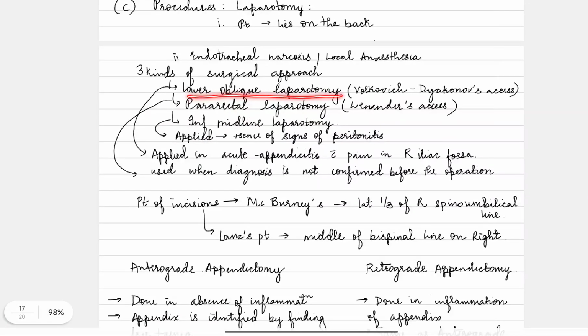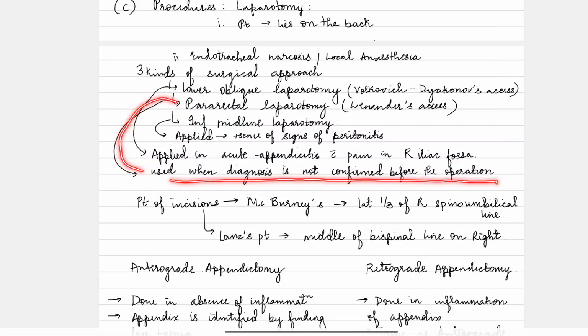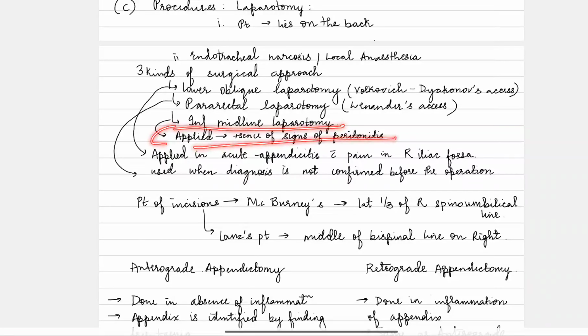Lower oblique laparotomy, which is Volkovich-Dyakonov's axis. Pararectal laparotomy, which is Lenander's axis. Inferior midline laparotomy. Lower oblique laparotomy is applied in acute appendicitis with pain in the right iliac fossa. Pararectal laparotomy is used when the diagnosis is not confirmed before the operation. Inferior midline laparotomy is applied in the presence of signs of peritonitis.